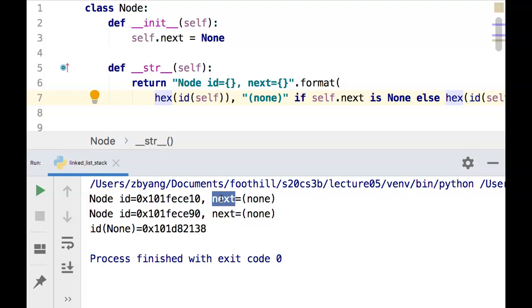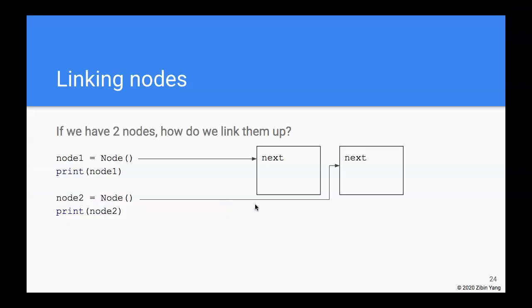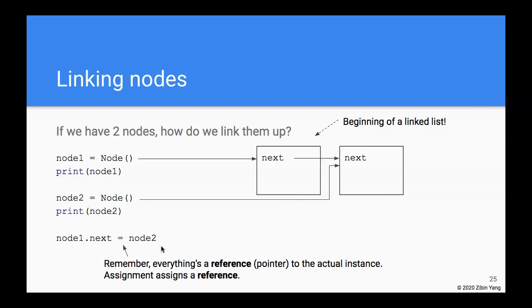This is just so that it's more obvious when next is pointing to None or another actual node. So this is the picture with two nodes, right? We have node1 pointing to None, node2 pointing to None. Now, they are two individual nodes. They do not yet form a linked list. So our next job is to link them up, right? And we know the picture that we want when we do that is that we want the next pointer of node1 to point to node2.